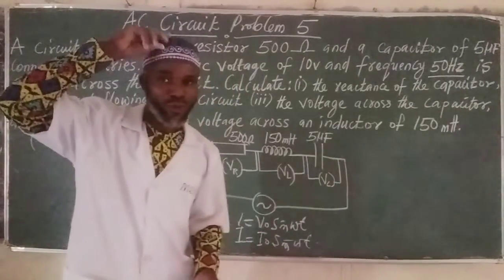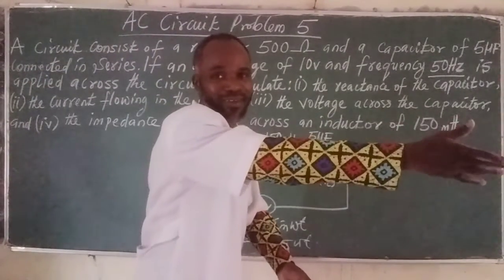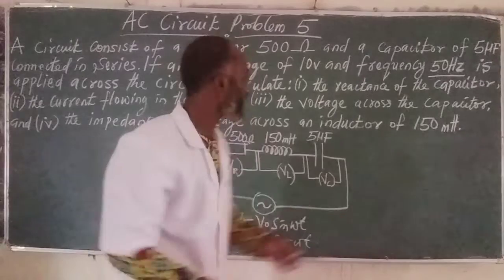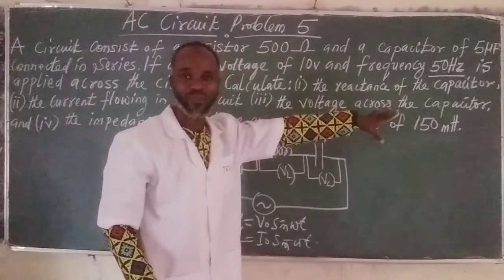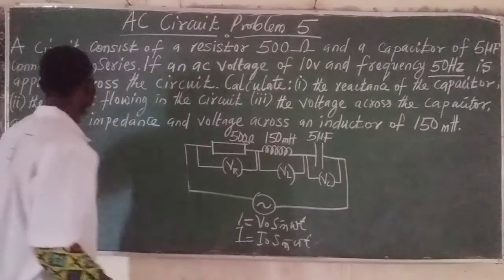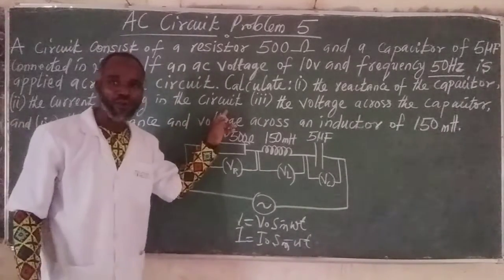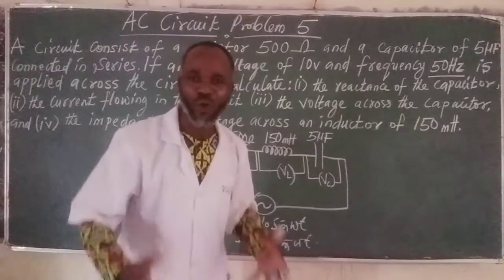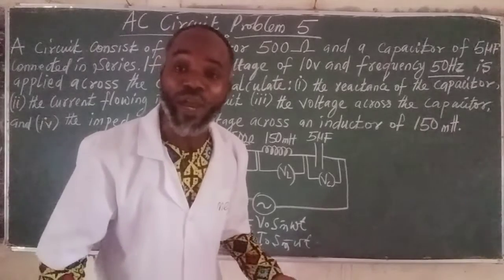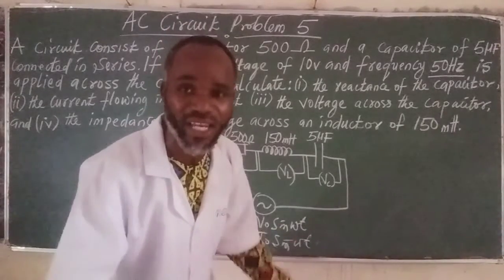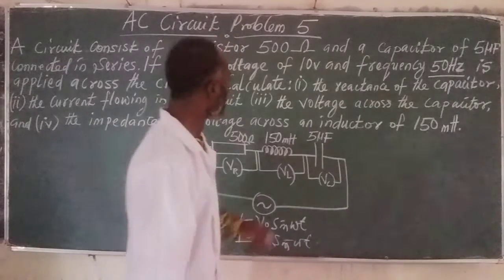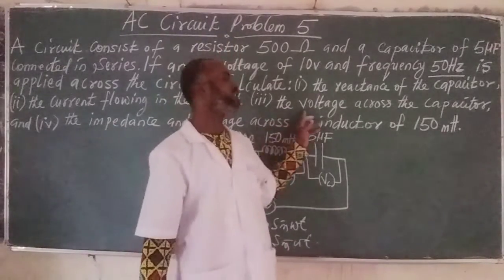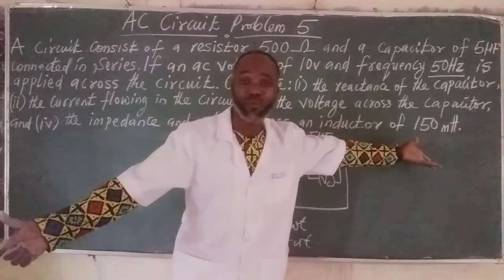Last time we solved how to calculate the reactance of the capacitor and also the current flowing in the circuit. But before we found the current flowing in the circuit, we were able to find the impedance of the circuit. So today we're going to look at how to calculate the voltage across the capacitor. It's very simple.